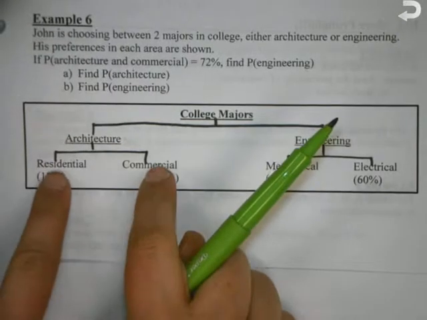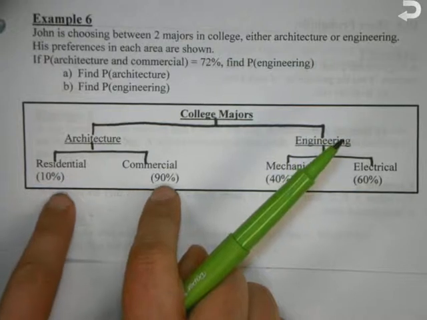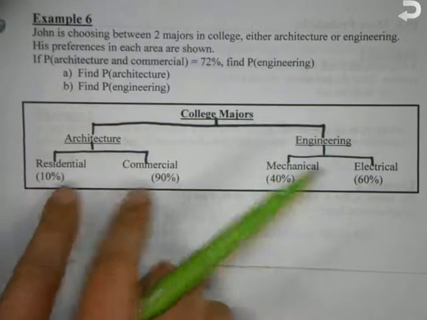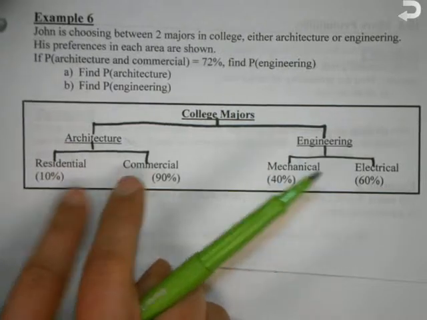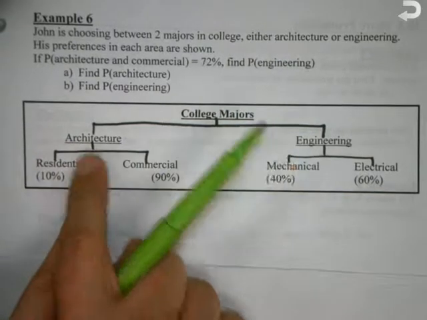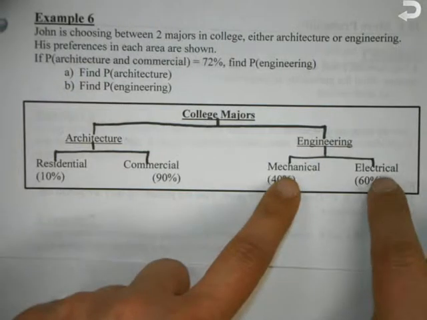If by some chance he picks engineering, he has two choices between mechanical or electrical. Those two should add up to 100%. Which one does it look like he likes better? Electrical. Now the only thing we don't know is, does he like architecture better or does he like engineering better? Because it makes a difference.